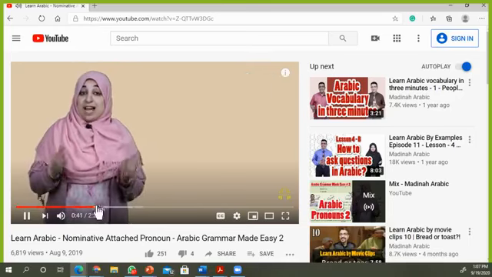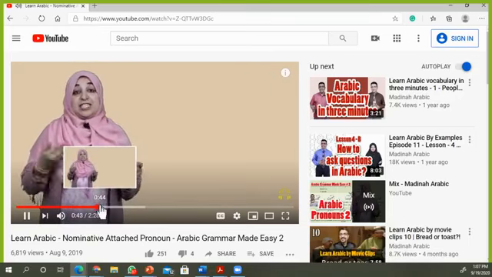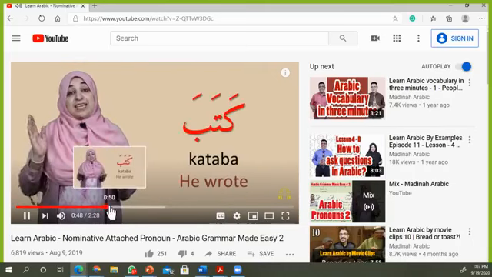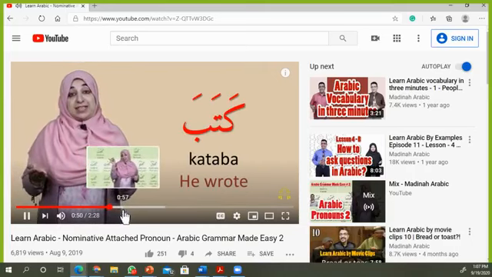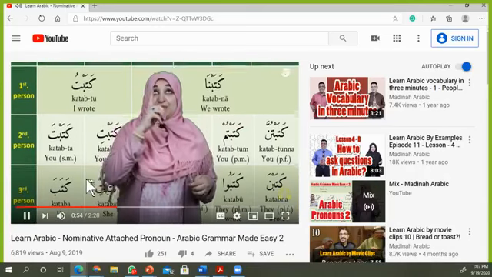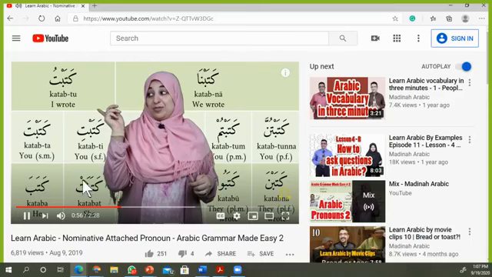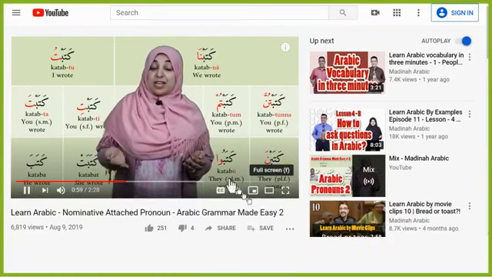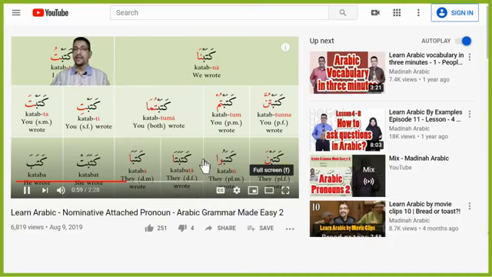Because this type of pronoun is attached, let's learn its forms, attaching them to the past verb kataba, which means he wrote. This is our table of pronouns. Let's remove the header and the first column to maximize the size of the table. The pronoun will be colored in red so that it can be distinguished.